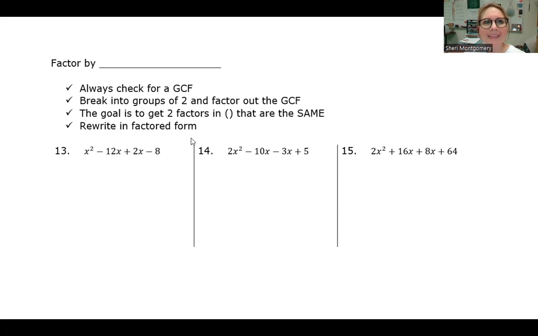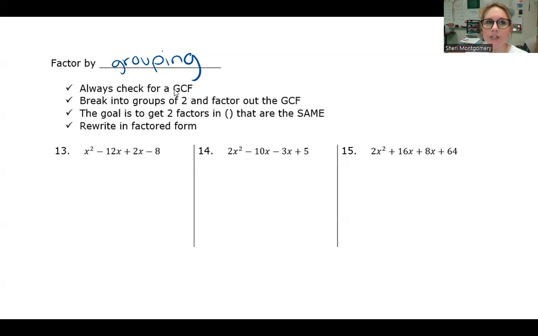Okie dokie. One last thing. We have factor by grouping. It's not even 10, it's 9:52. So like I said, my goal is to get you guys done with notes and that maybe you can finish your homework.